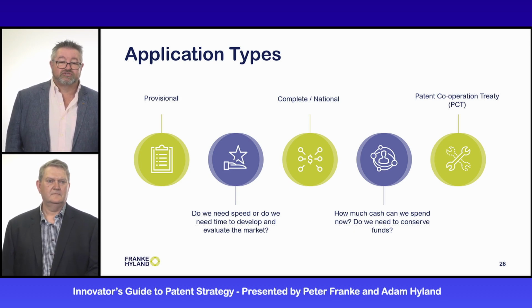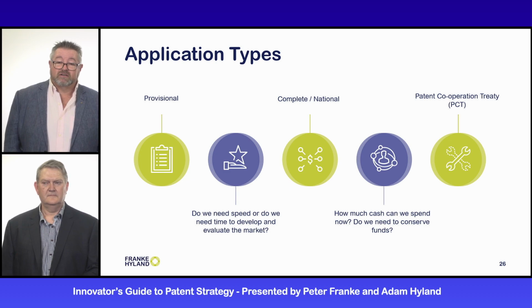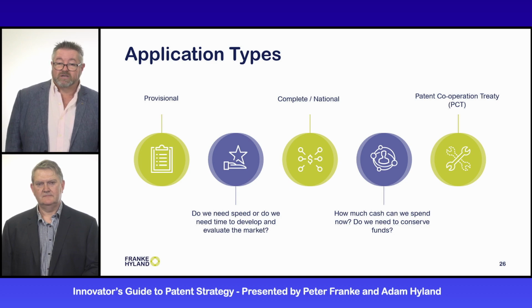And that comes down to what our market imperatives are. Do we need to get out there straight away? Do we need to be able to enforce sooner rather than later? In that case, we would go straight to national applications. Or do we need to conserve our funds and we do still need to actually do some further development? In that case, we might look at a provisional followed by a PCT application.